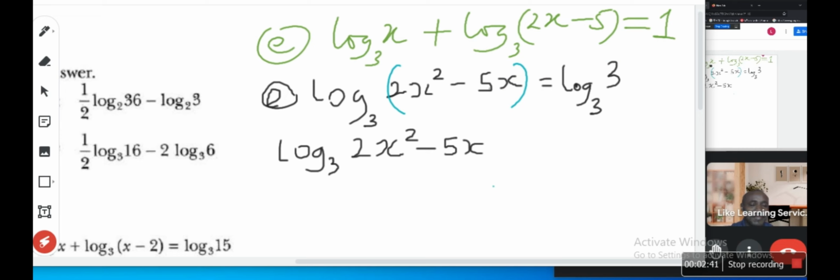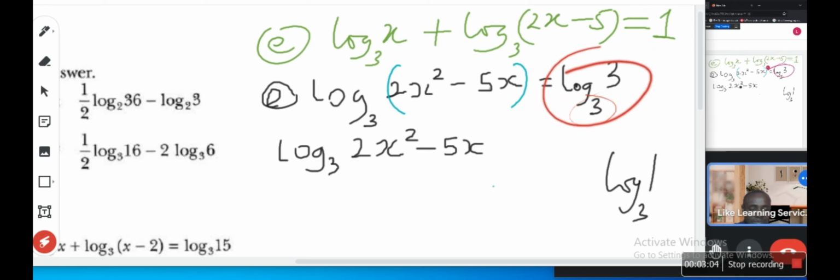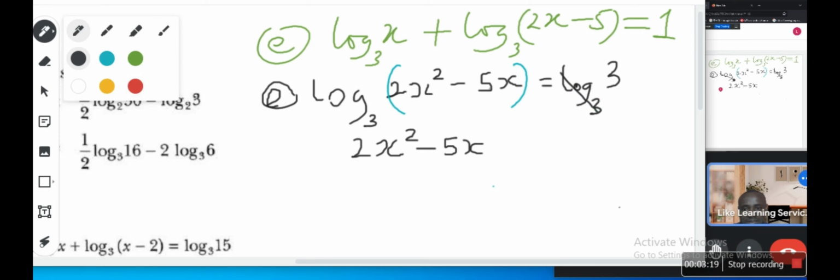See, anytime you have 1, just write log of that base in the same base. If it is 0, you would write log 1 in that base. You know, log 1 in base 3 is 0, is it not? Yes. Then if it is 1, you will just write log of that base in the same base, log 3 in base 3. Now, once both of them are in the same base, you can cross out the log, just like log divided by log. So you just have 2x squared minus 5x equal to 3.